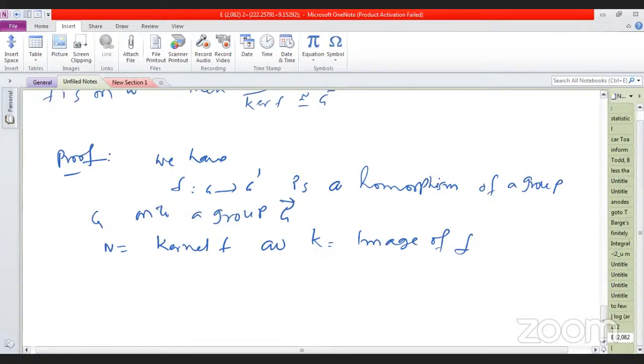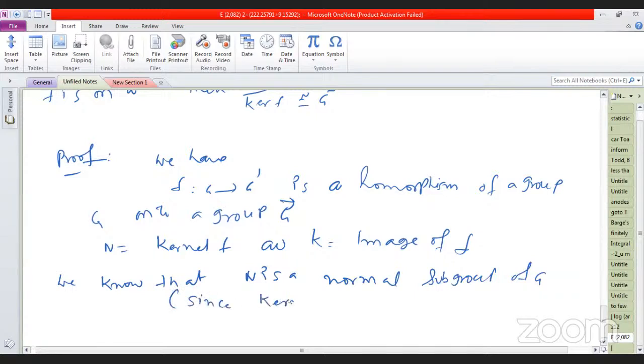What is the image of F? Anyone tell me. Codomain of domain elements. Very good, Sultana. So therefore, now it is an image of F. Then we are writing here, we know that N is a normal subgroup of G, since kernel is always a normal subgroup. Kernel is a normal subgroup and K is a subgroup of G bar.